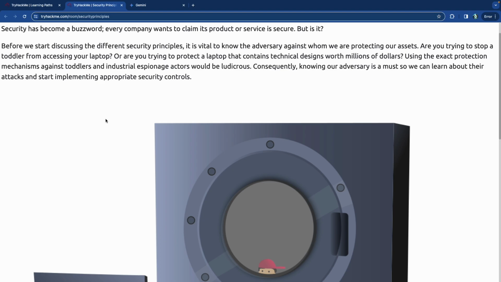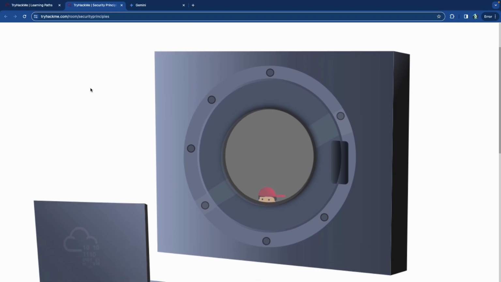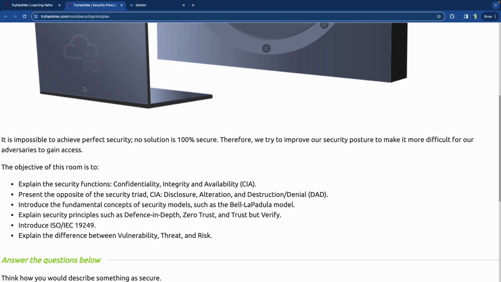It's not cool. Are you trying to protect a laptop that contains technical designs worth millions of dollars? Using the exact protection mechanism against toddlers and industrial espionage actors would be ludicrous. Consequently, knowing our adversary is a must so we can learn about their attacks and start implementing appropriate security controls. So it's very, very important.